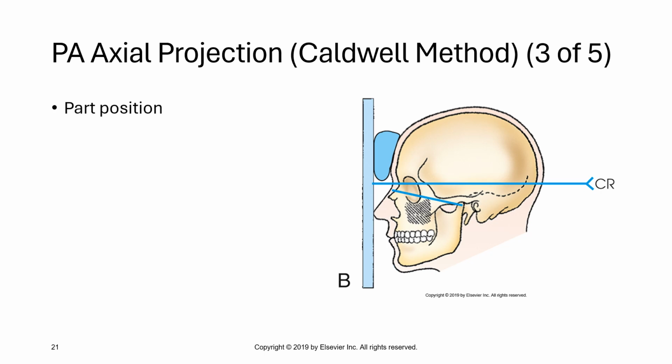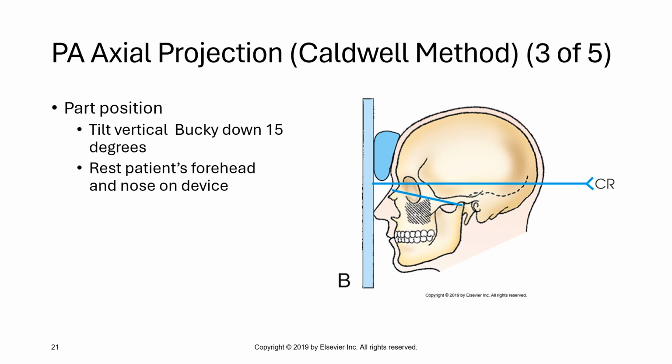So our part position, again, upright, orbital meatal line inclining posterior to anterior about 15 degrees out of horizontal, perpendicular central ray directed horizontally to a vertical image receptor means we're going to see air fluid levels. Tilt vertical Bucky down 15 degrees. Rest patient's forehead and nose on device. That's just a spacer sponge. Center the nasion to the IR.